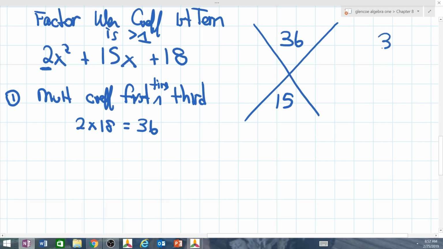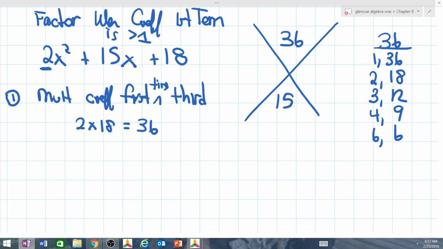Now they're both positive, okay? So you can have 1 and 36, you can have 2 and 18, you can have 3 and 12, you can use your calculators, you can have 4 and 9, and you can have 6 and 6. Which pair of factors not only multiplies to 36, but at the same time equals 15? Nicholas? 3 times 12. So the 3 and the 12 would go here. Are you with me? Okay.